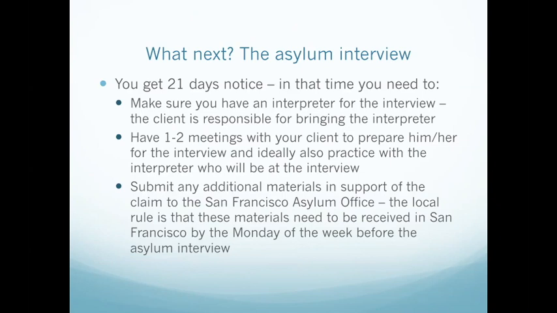So basically from the date it's sent, you have 21 days. And if you haven't submitted the declaration and the other evidence in that time, you have to work very quickly to finish up that evidence, because the local rule is that materials need to be received in San Francisco by the Monday of the week before the asylum interview. So you have to send your evidence down to San Francisco almost 2 weeks before the asylum interview. So really, you only have a week after you get your notice to get everything together.